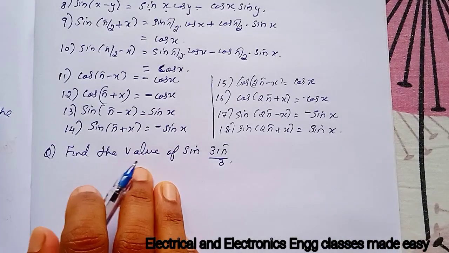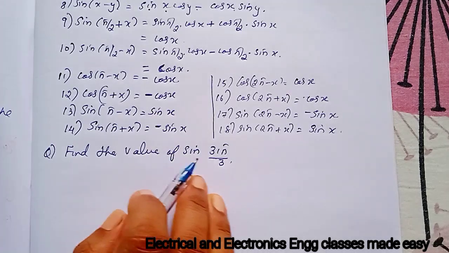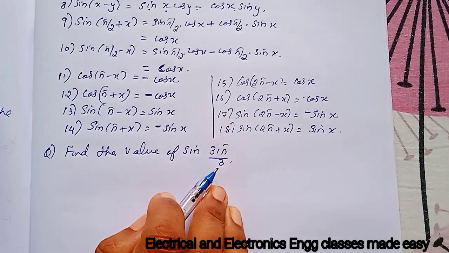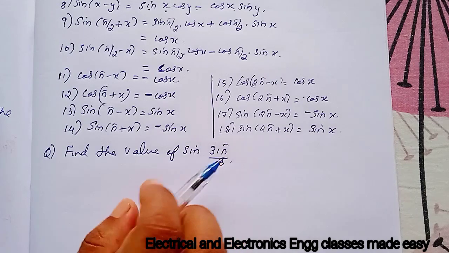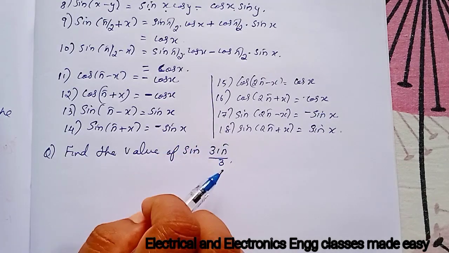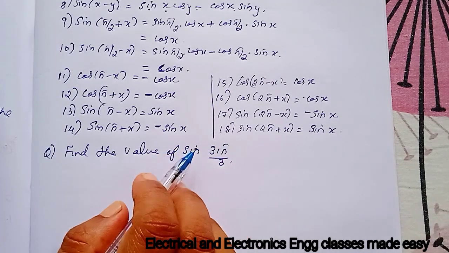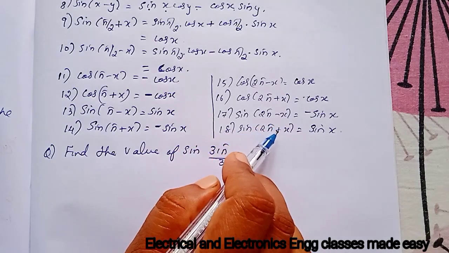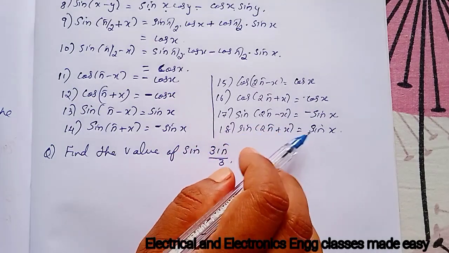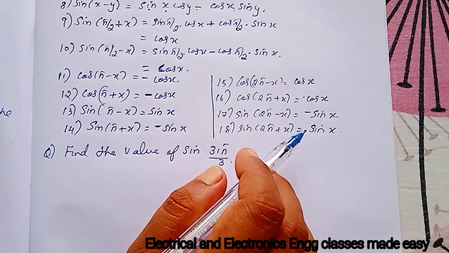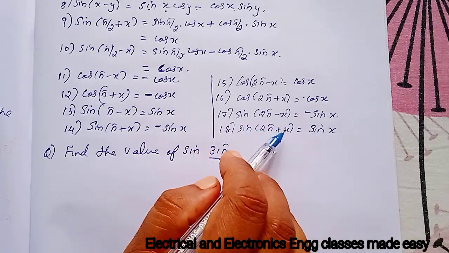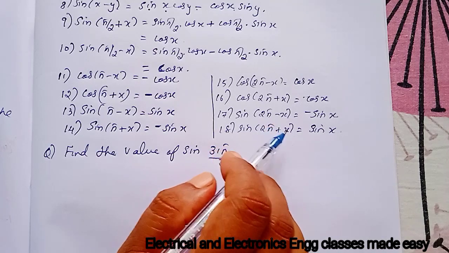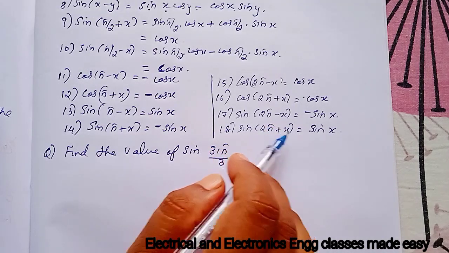Let us do a problem. Find the value of sin 31π/3. To find this value, we know sin(2π + x) is equal to sin x. That is, the value of sin x repeats after an interval of 2π.